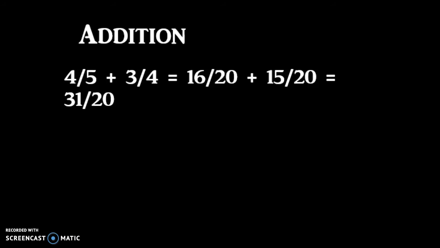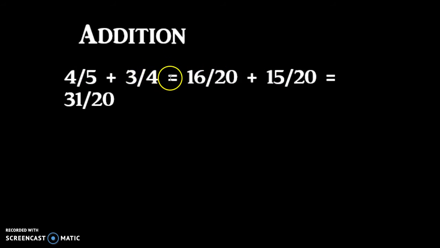Next, we're going to learn about addition. Addition is actually harder than multiplication and division, because you need to find the same denominator. So here we have 4/5 add 3/4, and a same denominator would be 20. 5 times 4 is 20, so you do 4 times 4, which is 16, so that's 16 over 20.